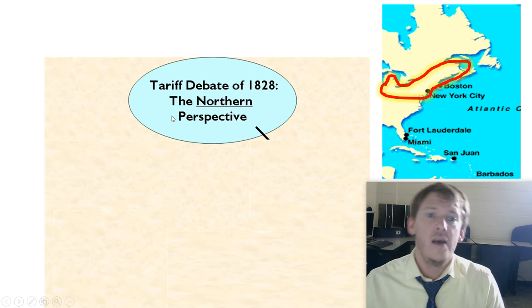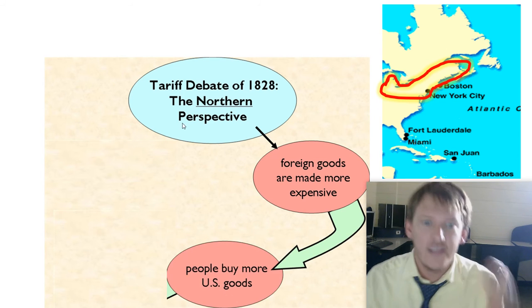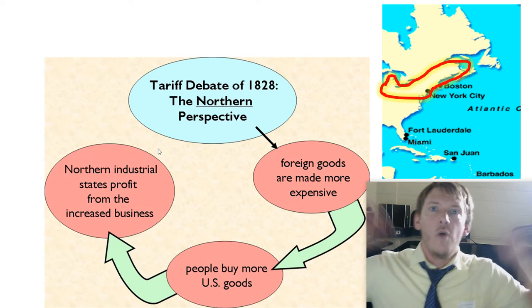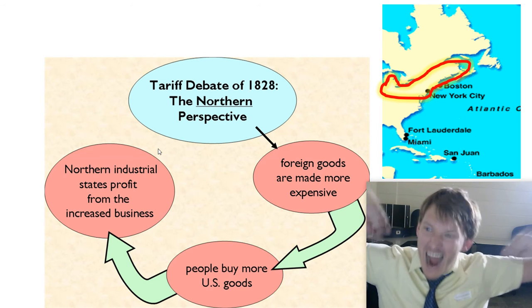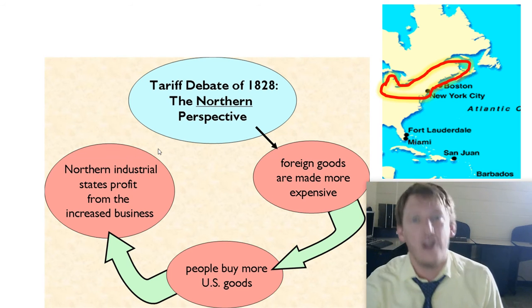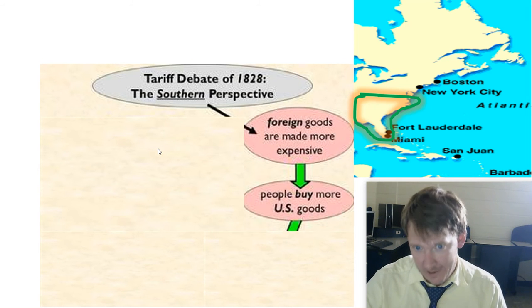Now, in the North, a different perspective of this tariff, because it helps them. Foreign goods are made more expensive. This has people buying American, and when you buy American, it helps out the industry in the North. Yeah! Tariff of 1828. Tariff of abominations, according to the South, because foreign goods are more expensive now.